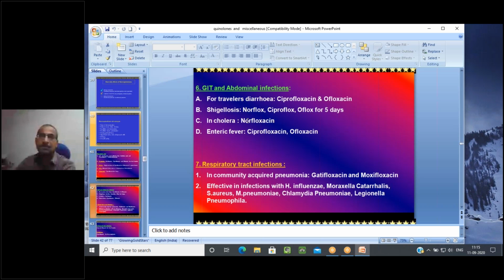So in case of diarrhea, travelers' diarrhea, ciprofloxacin 200 milligrams. In another case, ciprofloxacin 500 milligrams. Okay, Shigella, so that is norfloxacin, ciprofloxacin, standard dosage for 5 days. In cholera, norfloxacin. In typhoid, ciprofloxacin; in case of ofloxacin, go for 500 milligrams.